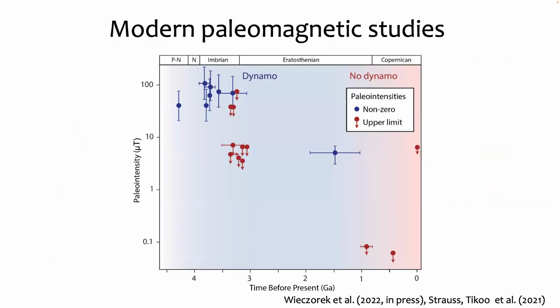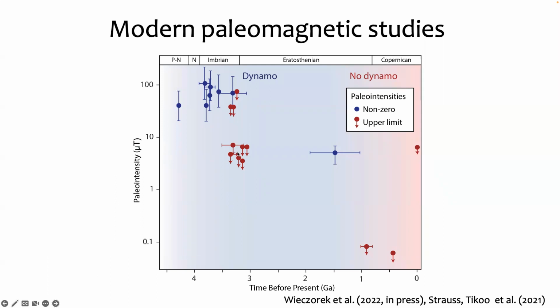So using these methods and similar methods, modern studies have compiled a new paleointensity timeline for the moon. And so we have evidence that there were actually Earth-strength-ish magnetic fields, at least sometimes, during early lunar history until about 3.5 billion years ago.